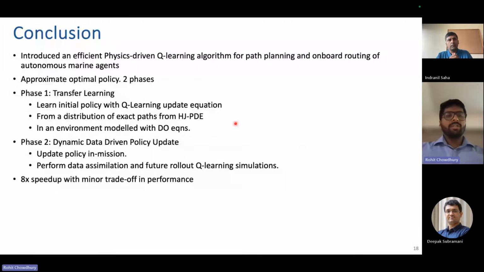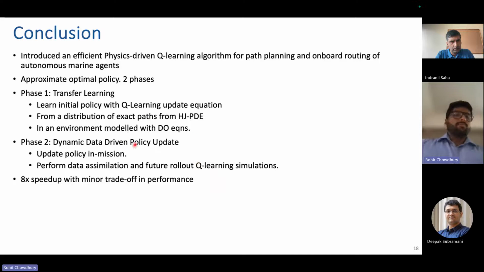So in conclusion, at least for this section, we talked about a physics-driven Q-learning approach to compute optimal policies and do onboard routing, where the first phase of the algorithm involved learning an initial policy from the Hamilton-Jacobi trajectories using a Q-learning equation, and then dynamically updating that policy on the go in the mission using a future rollout scenario. And we saw that we got speed ups of roughly up to 8x with a minor trade-off in performance.